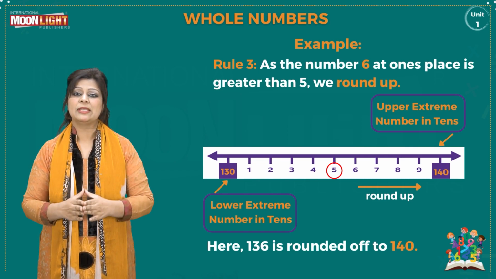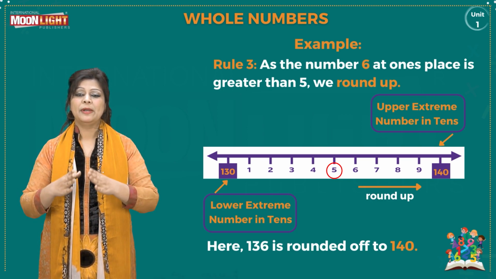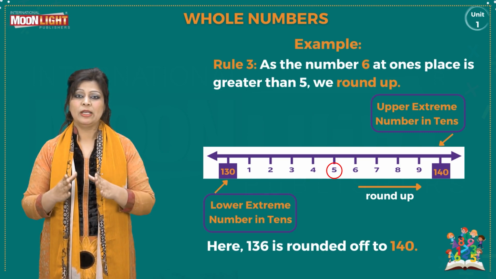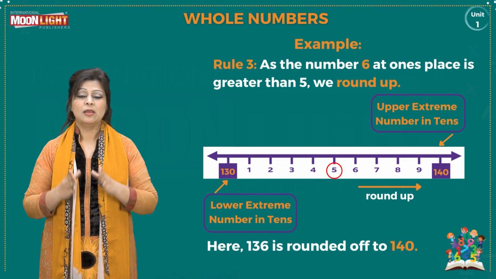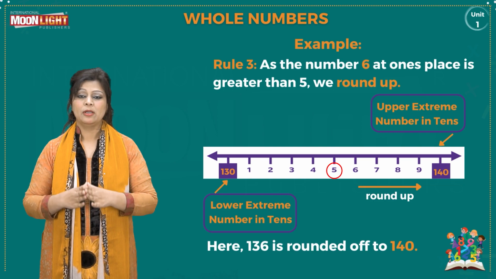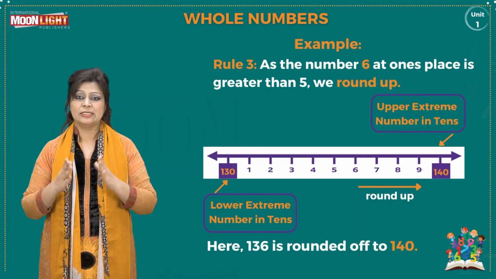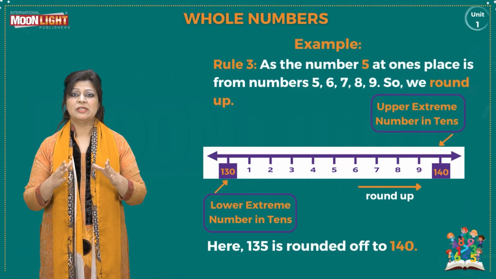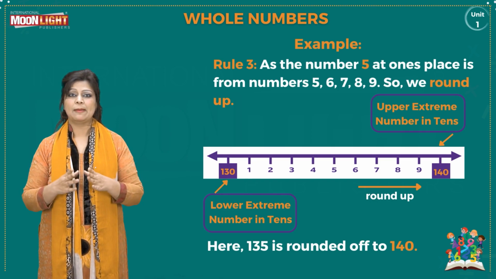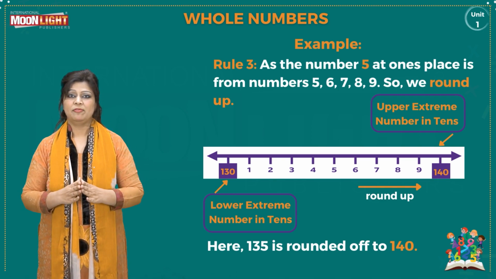And rounding up means that you are going to take which limit? Yes, you are going to take the upper extreme limit of the number, which is 140, and 140 is the final answer. By rounding off the number 136, we got the number 140, which is rounded off to the nearest tens. So the same previous steps we are going to follow, but as the third step was that the number 136 was greater than 5.